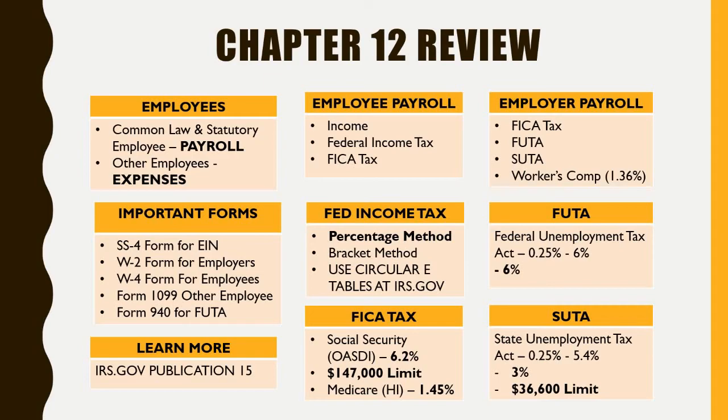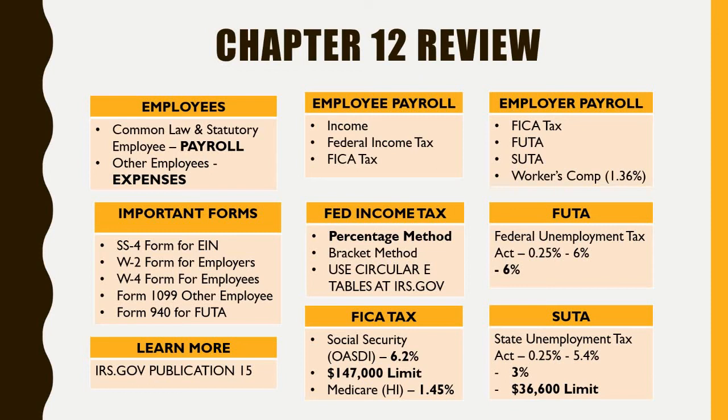All right, chapter review. So we talked about what types of employees there are, right? So we said that 2 of them are going to be on the payroll while the rest are expenses. All right, then we talked about the different forms that you are required to know. So again, the SS-4 form, the W-2 form, the W-4 form, the 1099 form if you are another type of employee, and of course the 940 and 941.